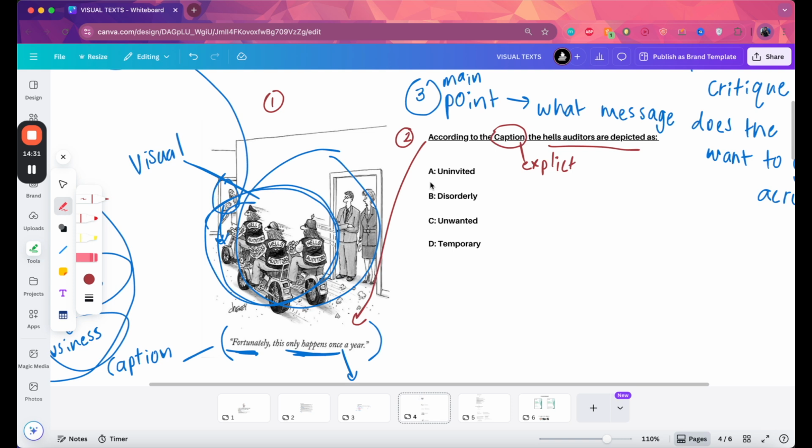I'll go into the different answer options now. So A, B, C, and D. So they're uninvited. Okay, so people don't really like them being around. This could be correct. I'm not going to eliminate this right away. Disorderly. Now, because it's asked me to look at the caption, I can't look at the rest of the text to answer this question, because if I look at the visual part, they are riding motorcycles in someone's office. That is disorderly, but the caption does not tell us whether they're disorderly. So I cannot select B as a correct option. So I must get rid of B.